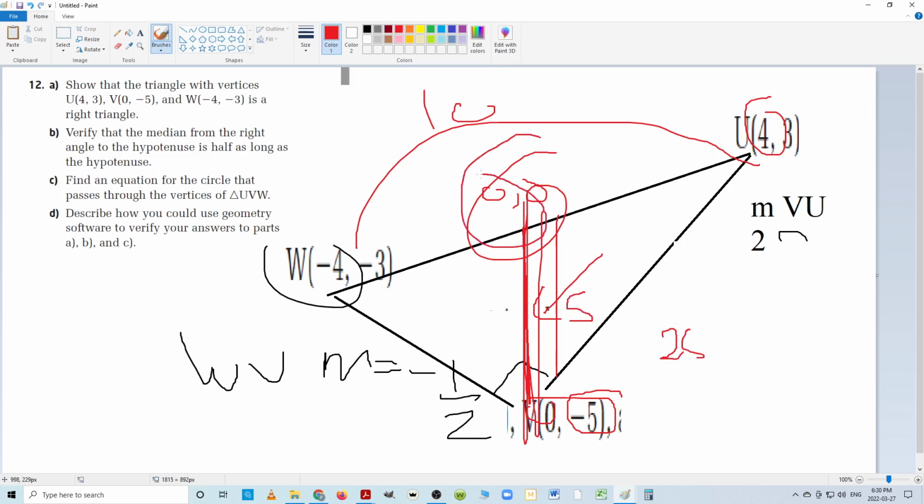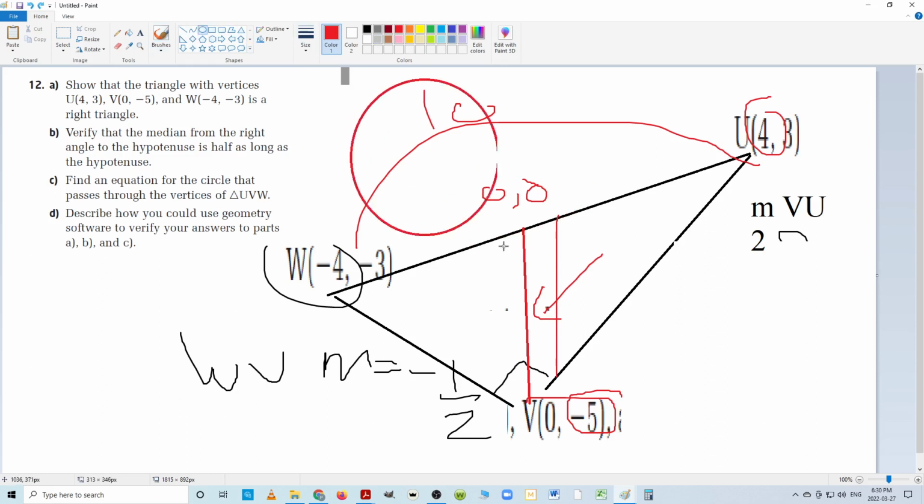So all you do is you find the midpoint, and then you use the length formula to prove that this is 5 after finding out the length of that. So that means yes, the median is half as long. Find an equation for the circle that passes through the vertices. So the circle has to go through all 3 vertices. Now try to remember this midpoint is 0, 0. Because that might help us.